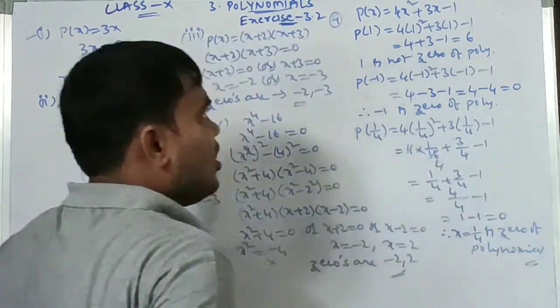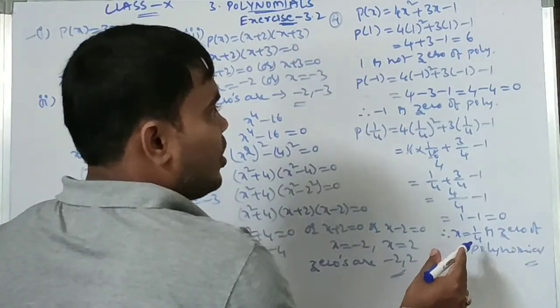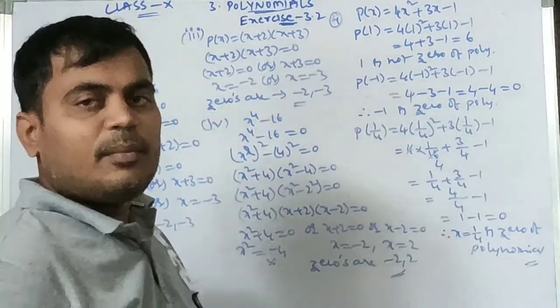So here minus 1 and 1 by 4 are zeros of the polynomial, but 1 is not a zero of the polynomial.